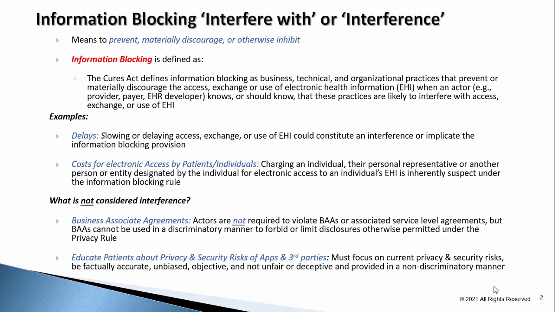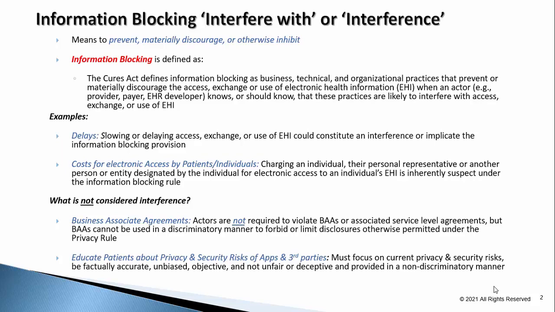Some examples would be delaying an access or an exchange, or charging costs where you can't, or exorbitant costs. What's not considered interference: you don't have to violate your business associate agreement or service level agreements, but you can't use a business associate agreement in a discriminatory manner to forbid or limit disclosures that are permitted under the Privacy Rule. That's pretty technical, and we won't get into it.